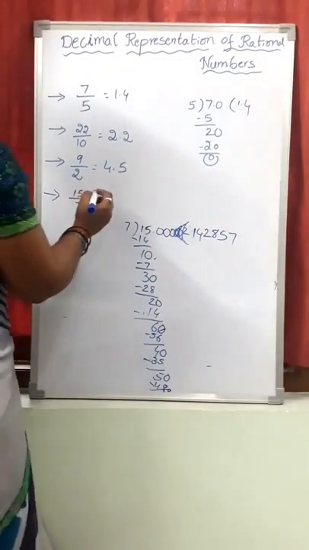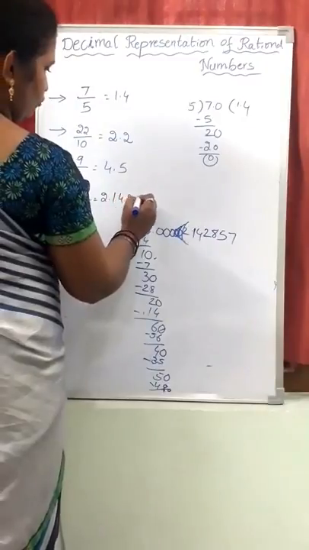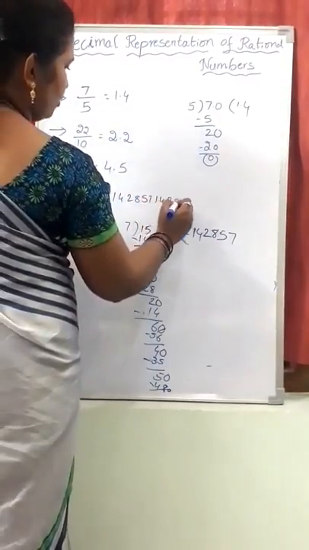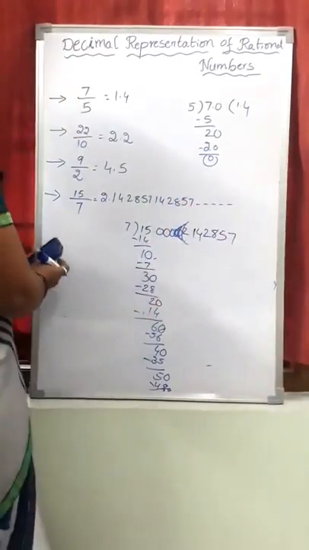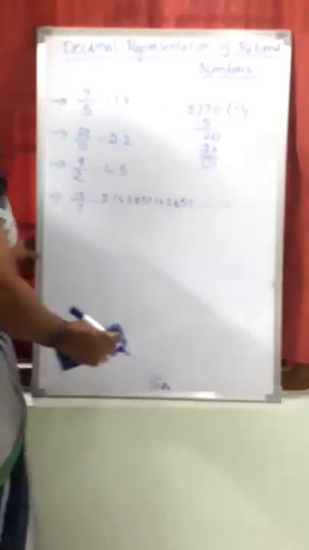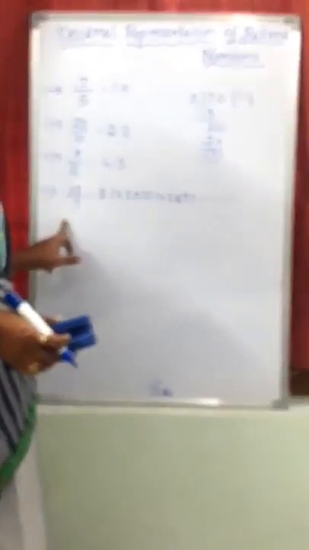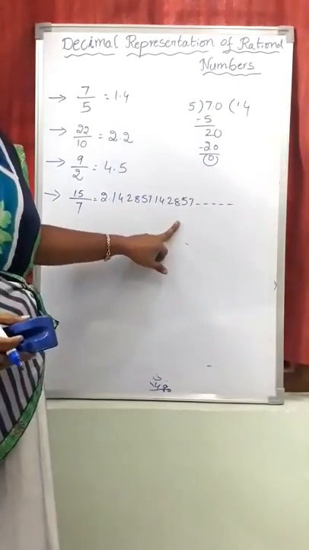That means here we are having 2.142857, again 142857 and so on. It is repeating like this. Okay. Now, we can say that these first three numbers are terminating decimals and the fourth one is non-terminating and it is a recurring decimal.